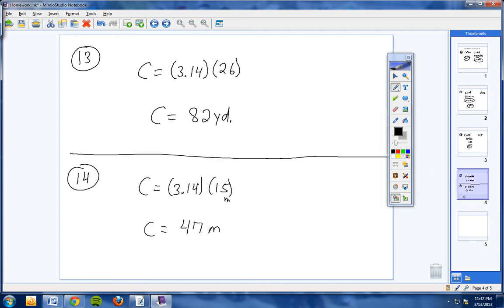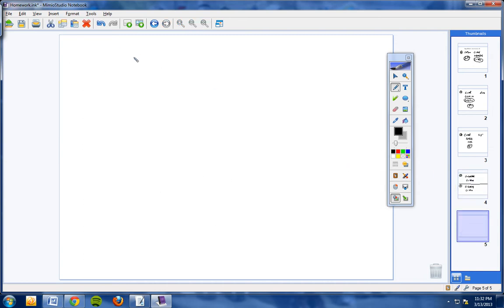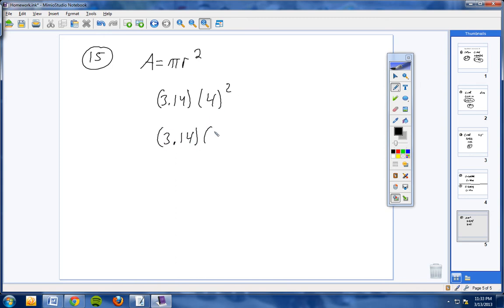Okay, moving on to numbers 15. Let me go back a page here. Yeah, numbers 15 through 20. We are looking at area now. So we're going to find the area of some circles, and here's how you find the area, pi r squared. So number 15, we have a radius of 4. So we're going to put 3.14 for pi. For r, we're going to substitute 4. When you square the 4, you get 16, so 3.14 times 16.